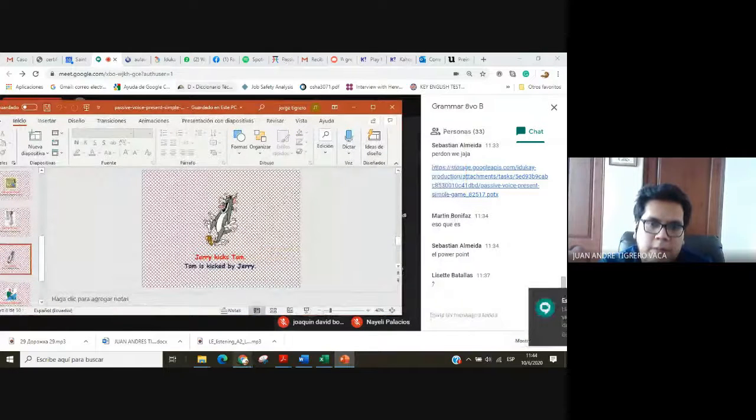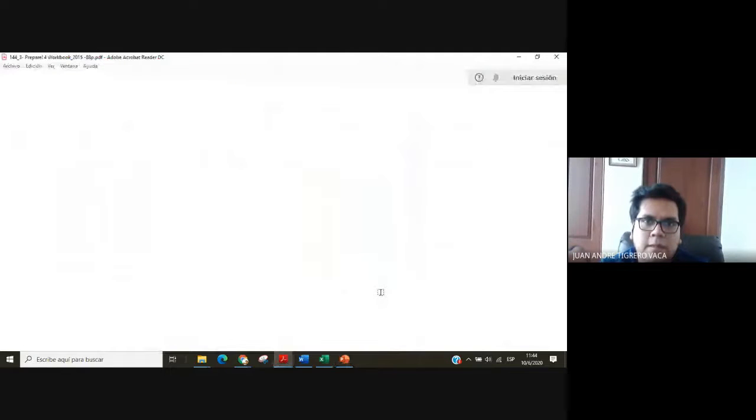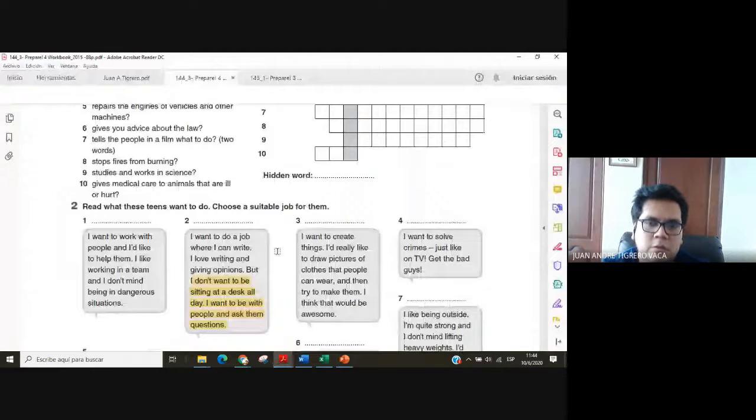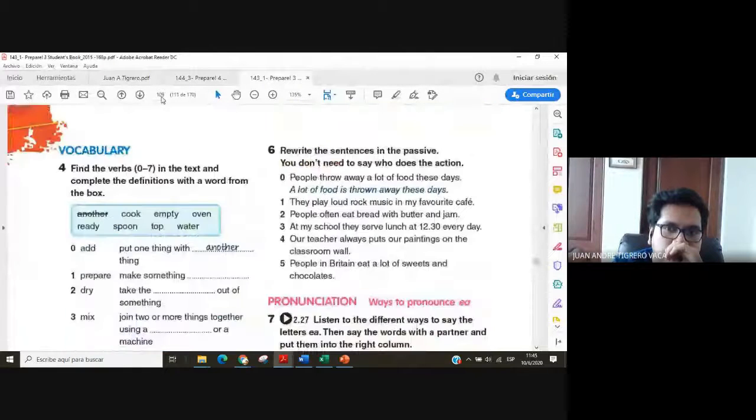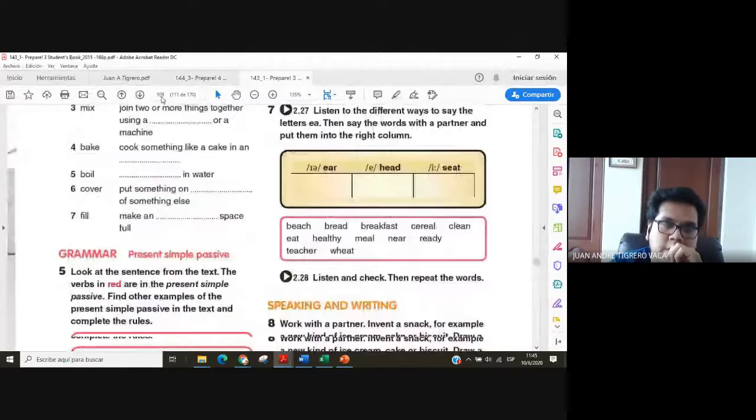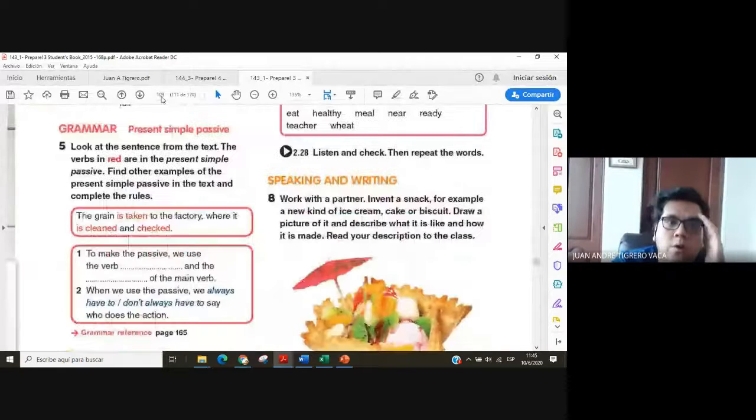Bueno, ahora sí, vamos por favor al Student Book, en la página, déjenme ver, 109, si no me equivoco. Déjenme ver un ratito. Sí. Please go to Student Book page 109. Let me know when you're there.